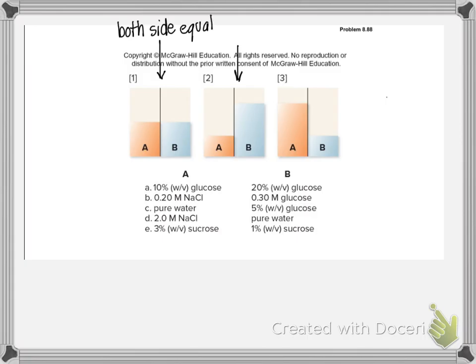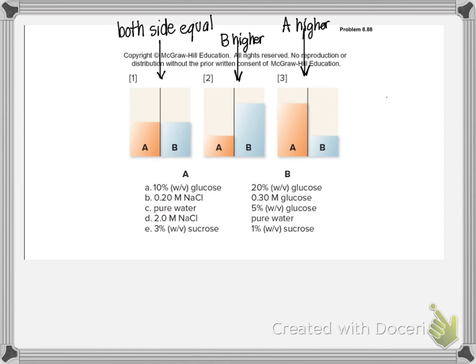Number 2 would be, remember it flows from low to high, so this would be one where B was higher. And number 3, if it goes from low to high, this would be when A is higher. So let's look at our examples.